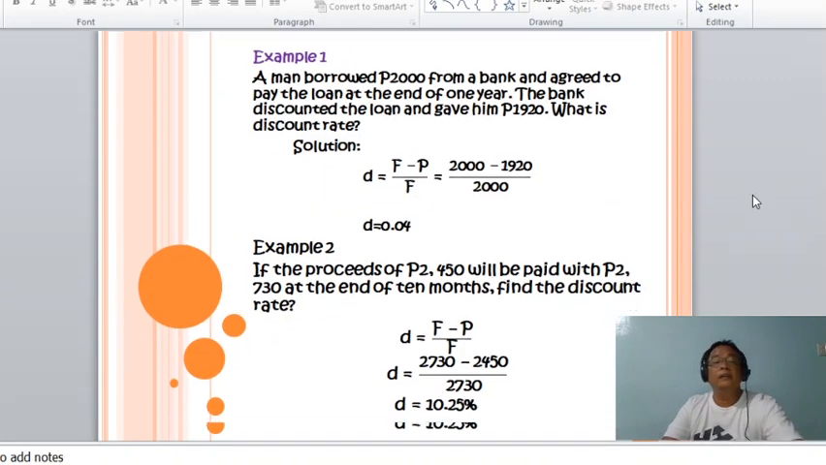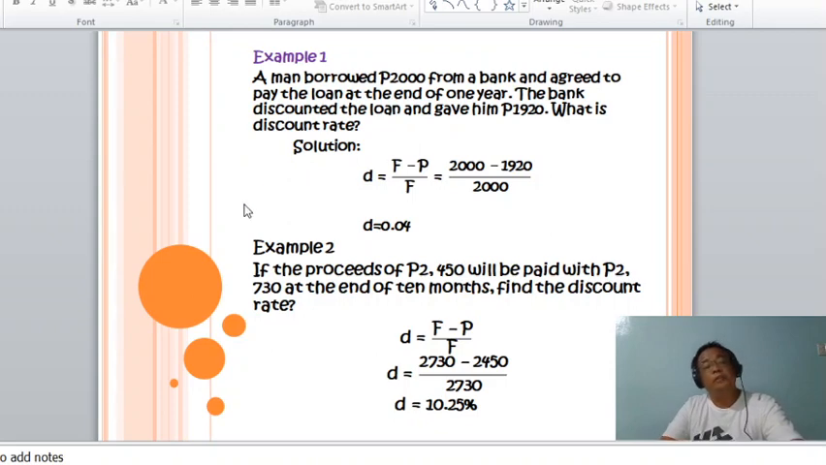Okay, so let us consider an example of this topic. A man borrowed 2,000 from a bank and agreed to pay the loan at the end of 1 year. Okay, so take note, this is only applicable to 1 year. So the bank discounted the loan and gave him 1,920 pesos. Okay, what is the discount rate? Okay, so from the definition, rate of discount is equal to (F minus P) over F. So, subtracting and then dividing by 2,000, the rate of discount is equivalent to 4%.